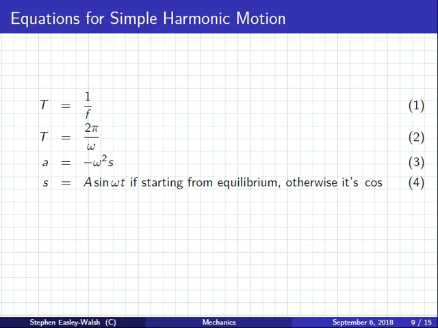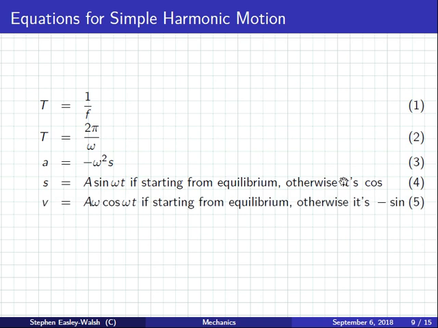Next formula. The next one's for the V. So, you use A omega cos omega t if it starts from the equilibrium. Otherwise, use minus sign. So that would be minus A omega sine omega t if it starts at the end, instead of the middle.